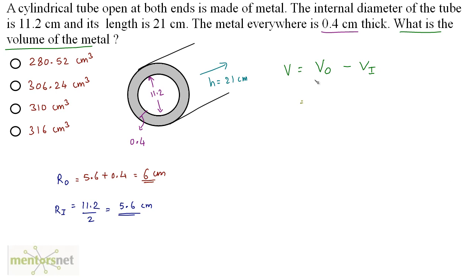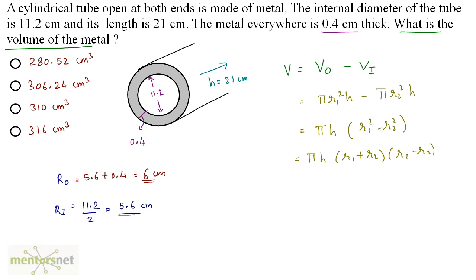So this is equal to pi r1 square h minus, we have volume of the inner cylinder, that's pi r2 square h. So taking common pi and h, we have pi h times r1 square minus r2 square. Well, you can apply a formula here. We have a square minus b square, so that can be written as r1 plus r2 times r1 minus r2. Oh, we should have called these ro and ri. Not a problem actually. Let us do it.